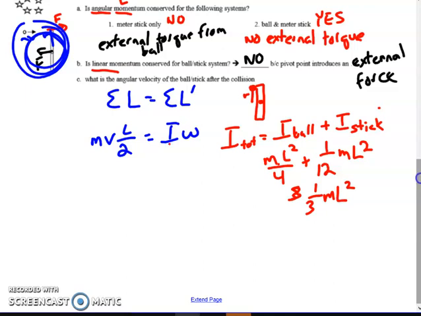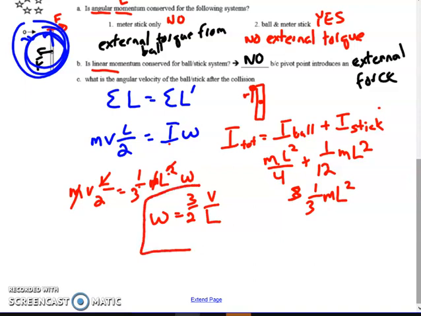So I'm going to go back over here, and I've got mv L over 2 equals 1/3 ml squared omega. I'm trying to solve for omega. So the m's cancel out. That's nice. That's why I made them both the same mass for that to work out. And I see omega. Bring the third over there, and I've got 3/2. I get L squared here and L there. So this L cancels out, leaving that. So that goes in the denominator, and I've got V over L. And voila, there is my answer.